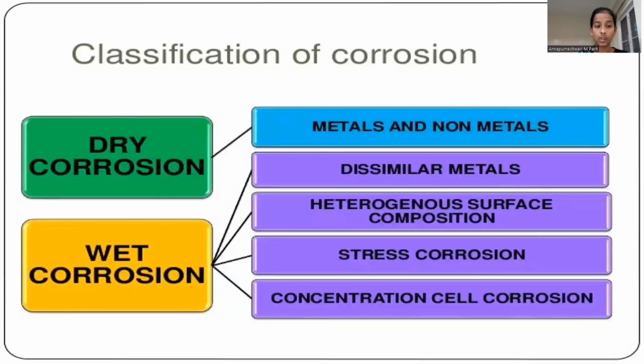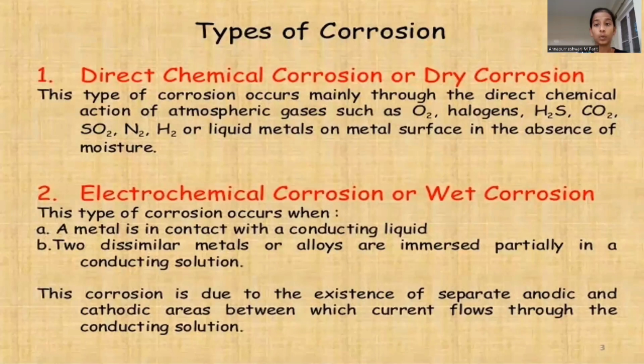Corrosion is classified into two different types. First one is dry corrosion and the second is wet corrosion. Metals and non-metals come under dry corrosion, whereas dissimilar metals, heterogeneous surface composition, stress corrosion, and concentration cell corrosion come under wet corrosion. So let us go through the different types of corrosion. First one is direct chemical corrosion or dry corrosion, and the second one is electrochemical corrosion or wet corrosion.